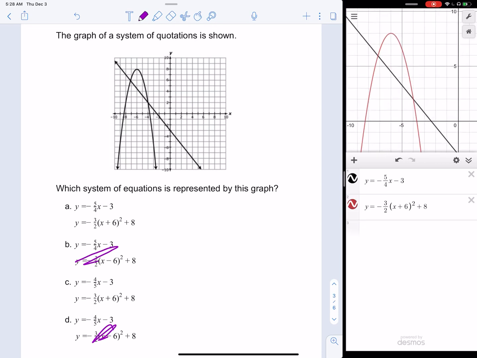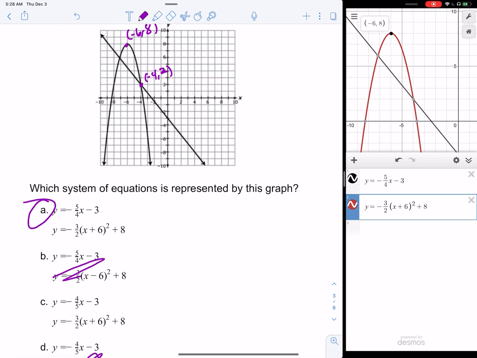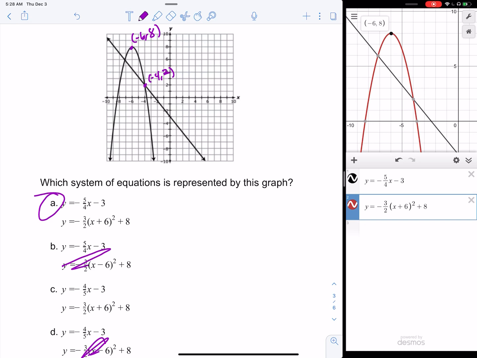Okay, so now that you got the answer, we see that this graph intersects at -4, 2, and right here, our graph on Desmos intersects at -4, 2. And what's our vertex? -6, 8. Very good. So we know our answer is A because all of the points match perfectly that we need. So very good. Great job, y'all.